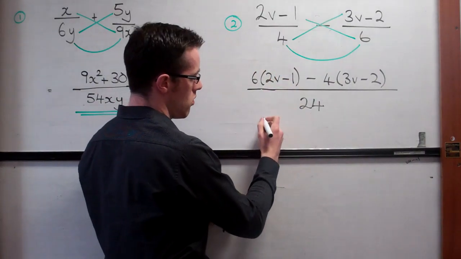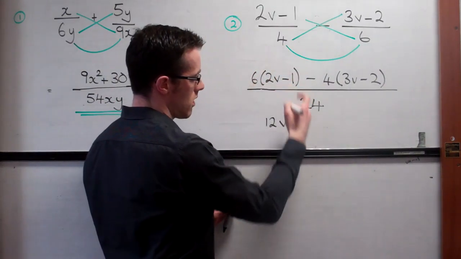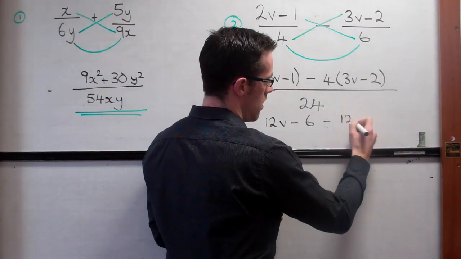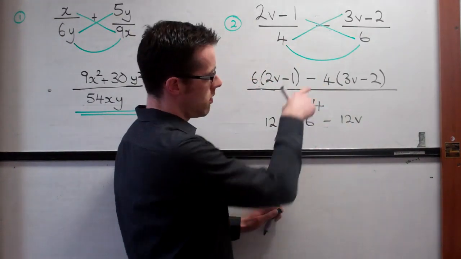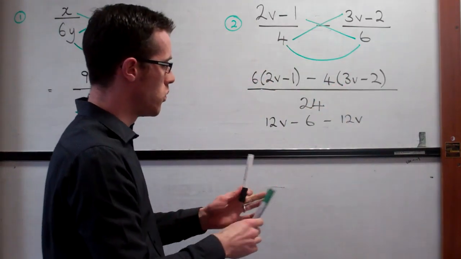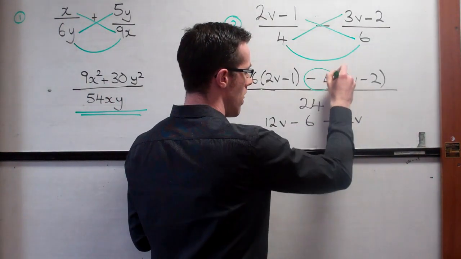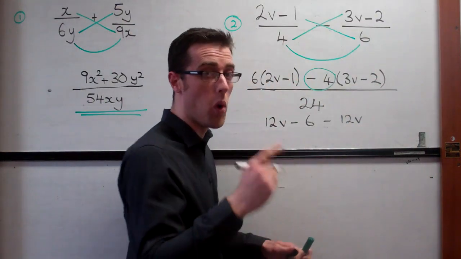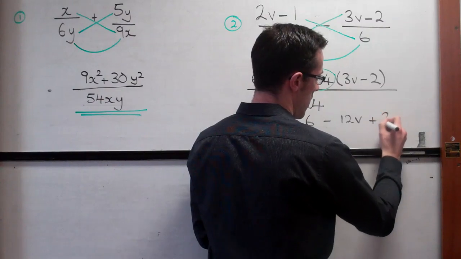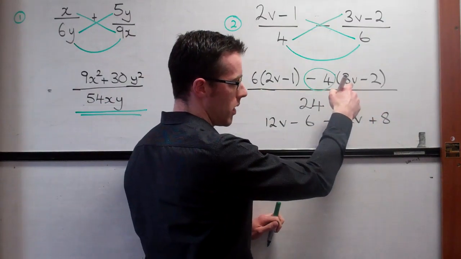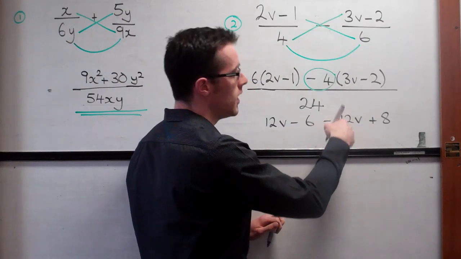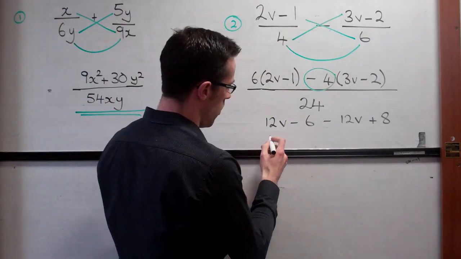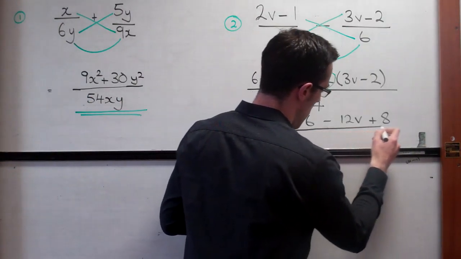We do 6 times 2v, it's 12v, 6 times negative 1, negative 6. Then we subtract 4 times 3v, it's going to be 12v. Oh wait, negative 4, be careful. Just watch the negative sign in the middle. So we've got negative 4 multiplied by 3v, which gives us negative 12v, so that's fine. And negative 4 multiplied by negative 2 is going to give us positive 8. Just watch for that. And again, that's all over 24.